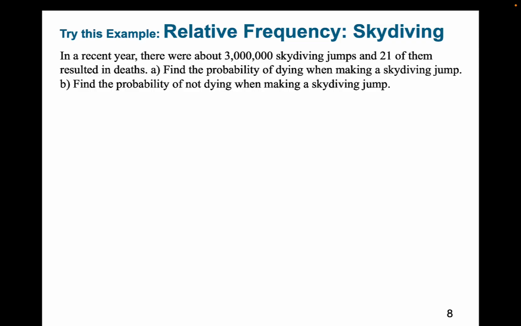Relative frequency, skydiving example. In a recent year, there were about 3 million skydiving jumps, and 21 of them resulted in deaths. A, find the probability of dying when making a skydiving jump. B, find the probability of not dying when making a skydiving jump. So A and B are asking us about complementary events.